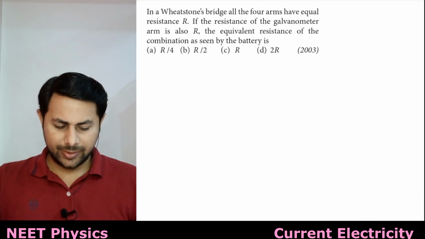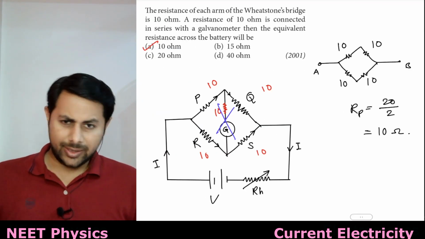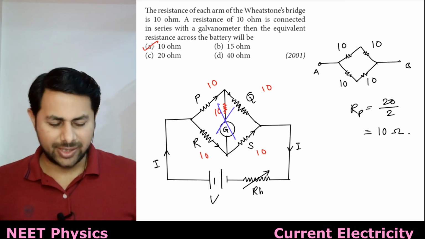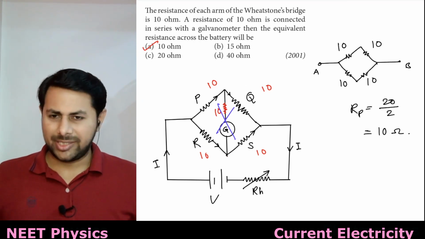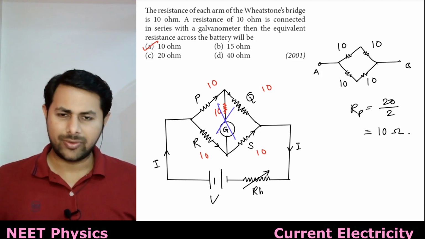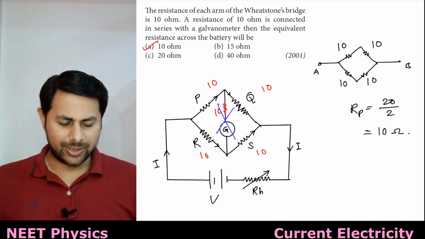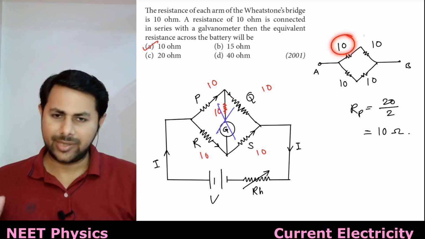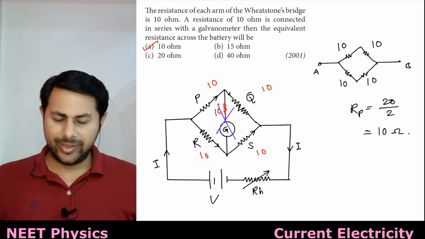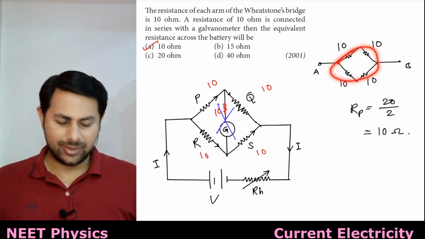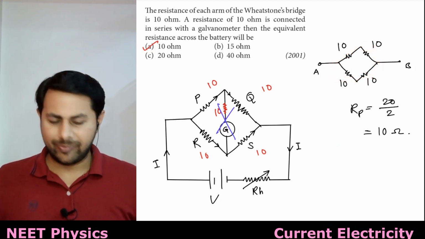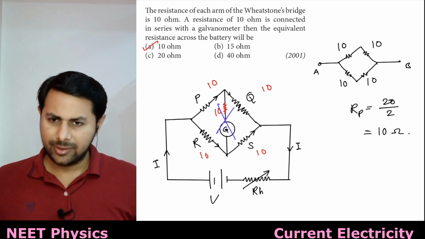Let's see next one. Okay, so again you can remember it this way also. If you have four identical resistors connected in the bridge network, then what is the equivalent resistance of bridge network? So it's just equal to any one of those resistances. If instead of 10 you have R here, then what would be the equivalent resistance of this thing? It will be equal to R, right?